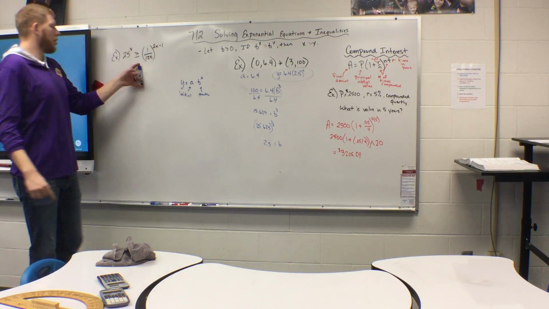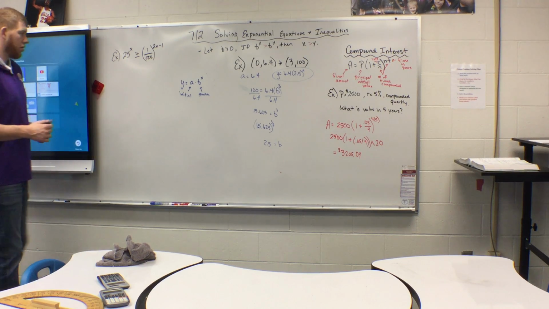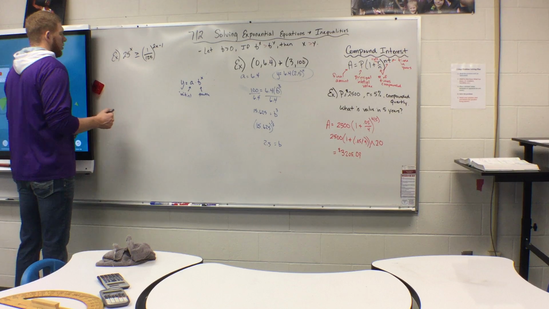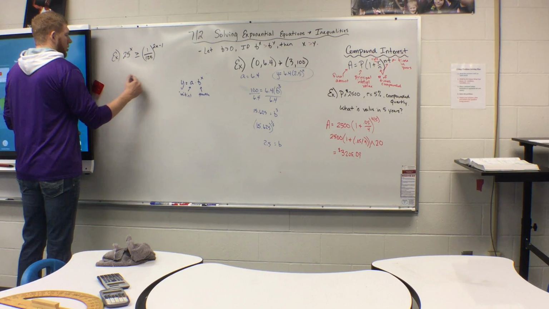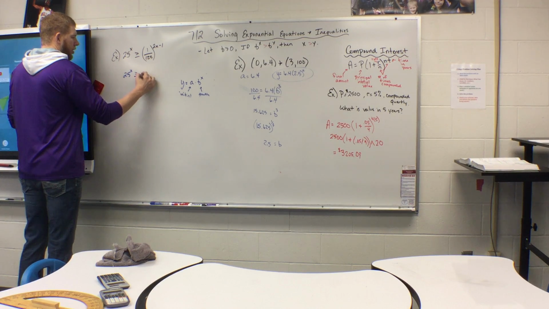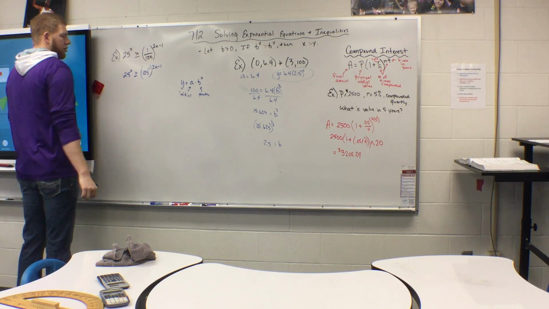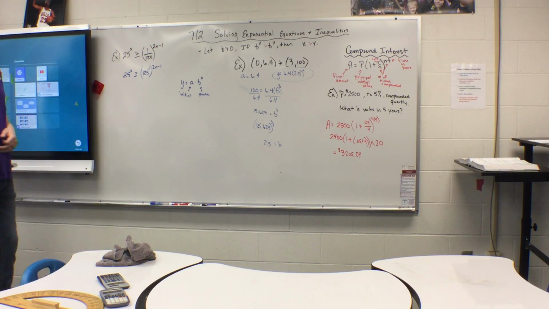So 25 to the x is greater than or equal to 1 over 125 raised to the 2x minus 1. So how are we going to solve this? We're doing the same thing we just did, so we're trying to make them the same. We want to make the base the same, so how are we going to do that? We're going to raise it to the negative first. Okay, so I'll make this 25 to the x is greater than or equal to 125 to the negative 1, raised to the 2x minus 1. Okay, what next?